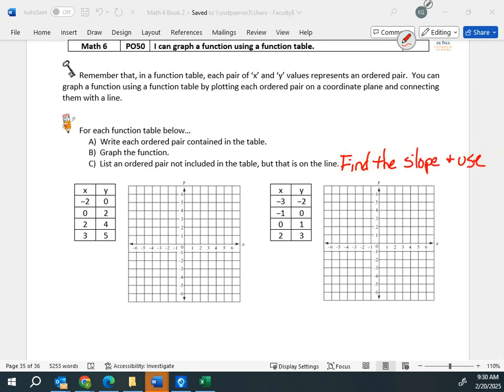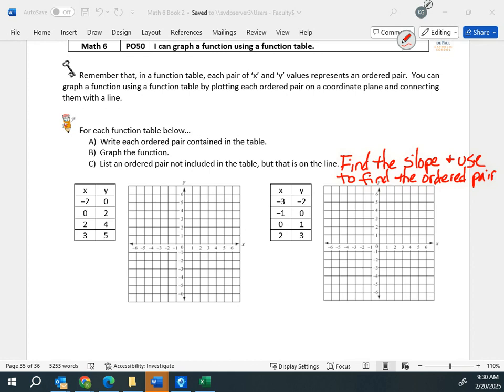and use that to find the ordered pair. Remember that the ordered pair that you give me for your answer cannot be one that was already used in that function table. Alright, so we have to go to one of those function table points, use the slope to go to a new point.